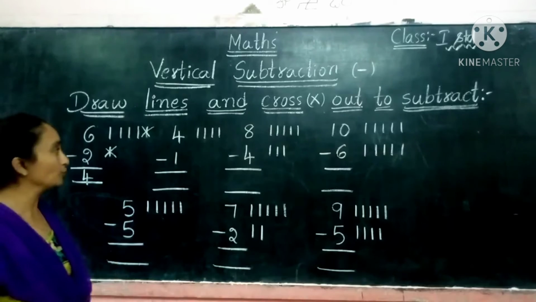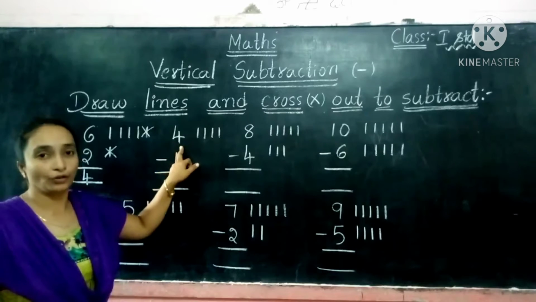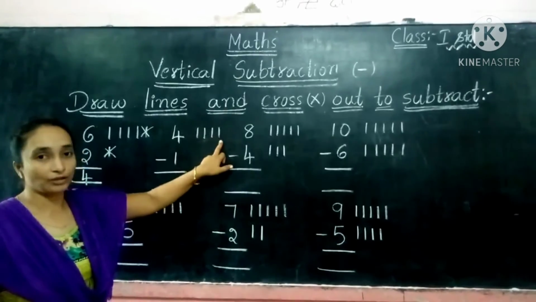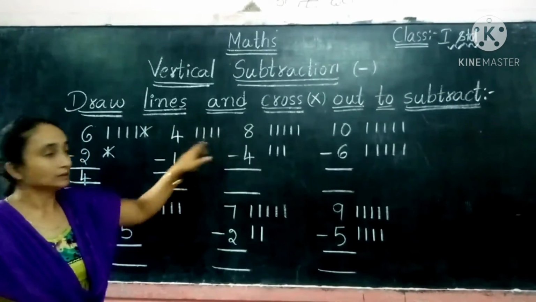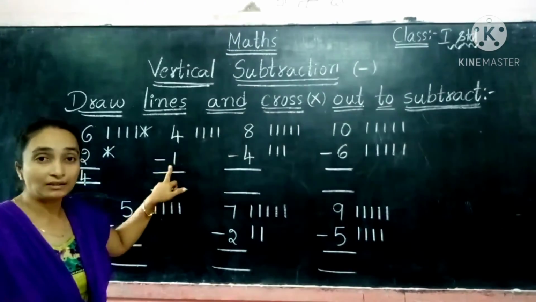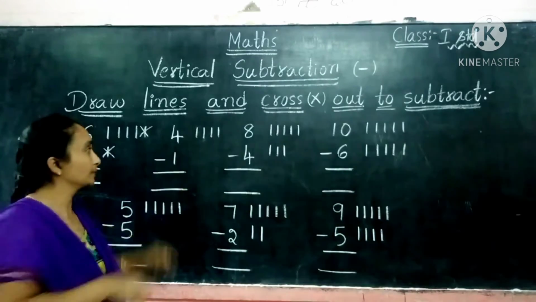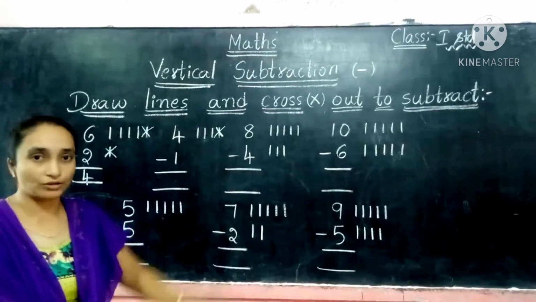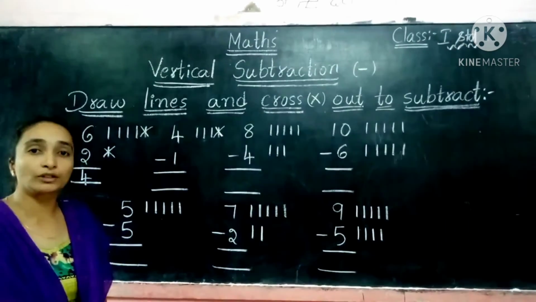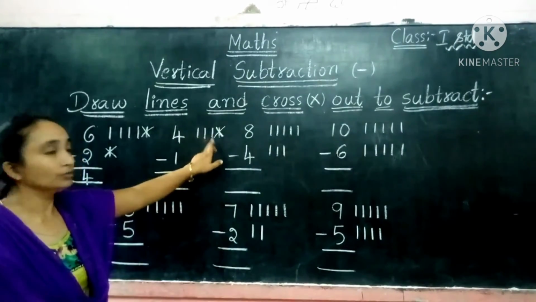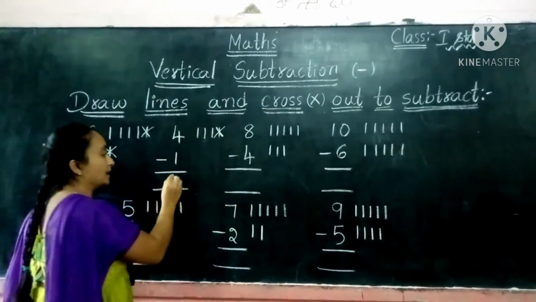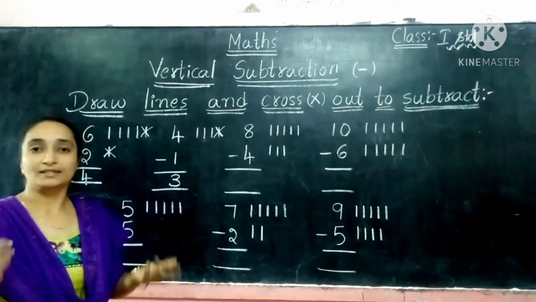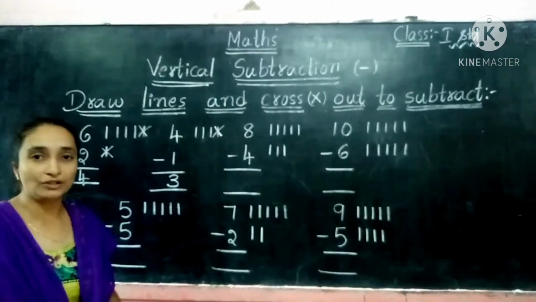So let us see one more. So here 4. 4 lines I have drawn there. 1, 2, 3, 4. Minus 1. 1 line we have to take out. So 1 line I crossed out here. Remaining, how many are left over there? 1, 2, 3. So 3 is the answer. Just like that. So very simple, children.